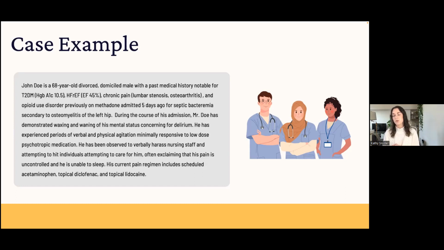Doe has been waxing and waning in his mental status, which has been pretty concerning for delirium. And he's had lots of agitation, both physical and verbal, that really is just not responding to low-dose antipsychotics. He has been observed to verbally harass nurses, and he's attempted to hit people that are trying to care for him. And most of the time when this is happening, he's saying that his pain is not controlled and he just can't sleep. He's really frustrated. Current pain regimen includes Tylenol, diclofenac, lidocaine.